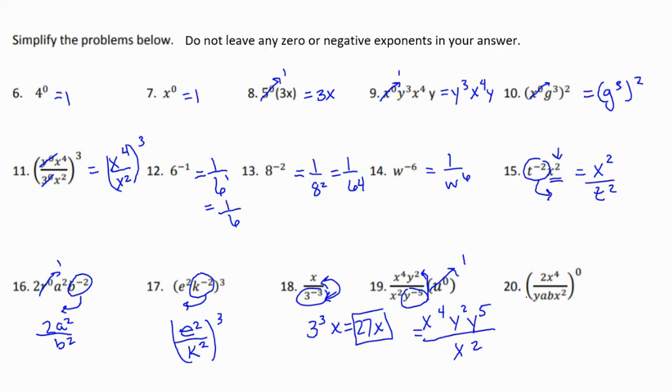And the last one, all this big old stuff doesn't matter. There's a 0 exponent on the outside. So what's the answer? 1. You got it. Good job.